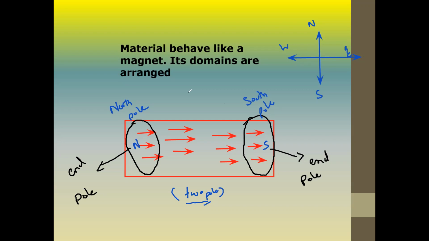So pole means the region, the part where the magnetic field is much stronger than any other. Whenever we represent a magnet, we always write north and south. What does it mean? It means there are two opposite poles, two opposite ends, and they have a very strong magnetic field compared to any other part. In this region, the magnetic field is much stronger as compared to any other part within the magnet.